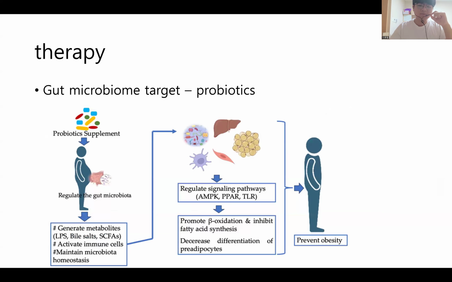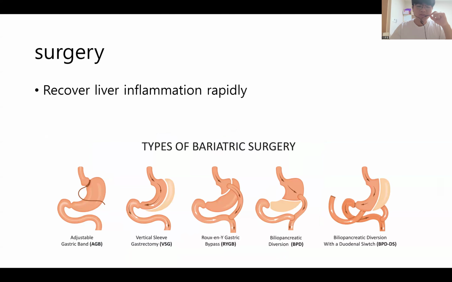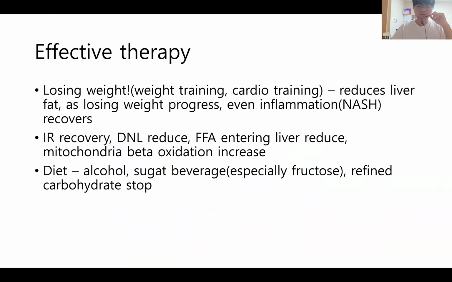Probiotics may be helpful to improve the gut microbiome. Bariatric surgery that detours or removes part of the stomach rapidly recovers liver inflammation. Losing weight has a positive effect because reduced adipose tissue leads to reduced liver fat. Weight training also increases muscle insulin sensitivity. Quitting alcohol and fructose is helpful to prevent fat production.